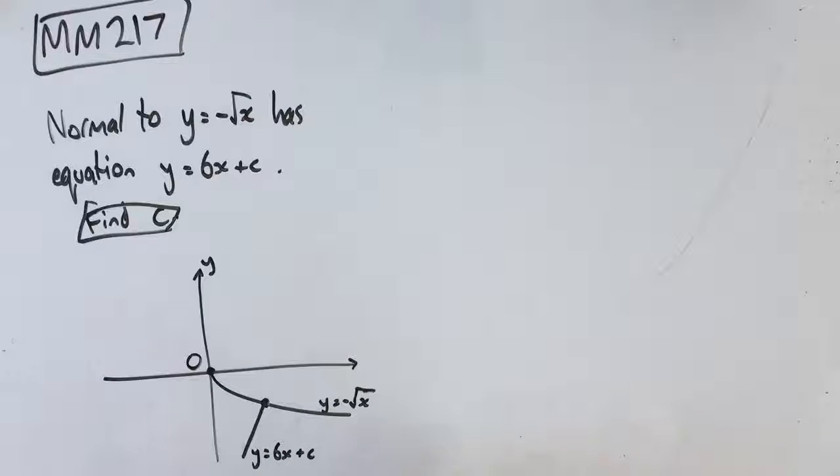So our first step is to figure out the gradient of the tangent of this graph, because we're going to need to work out our x values. So we need to work out this point so that we can work out c. If we have this point here, we're going to be able to sub in x and y for x and y, and then find c based on that.